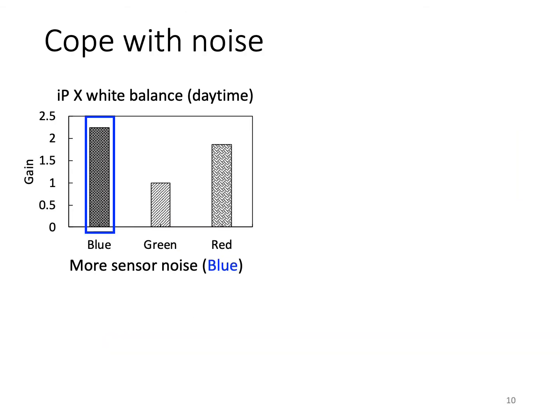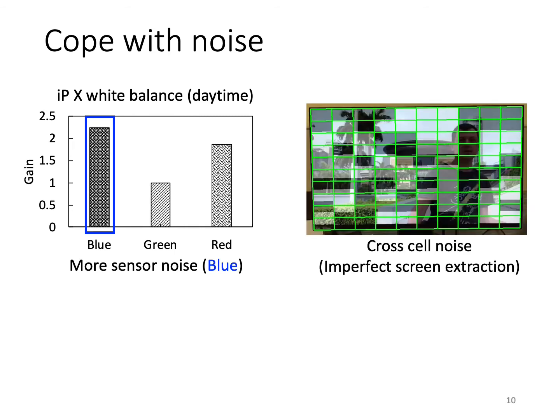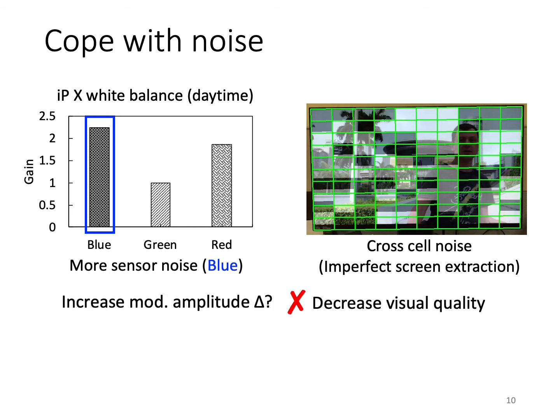But the blue channel has its own problem. For example, take the iPhone X gain setting under normal white light. It means that the camera needs to set the highest gain for the blue channel and thus causes more noise. And previously, we knew that we have to deal with the cross-cell noise also. So should we increase the delta to cope with noise? The answer is that we can't increase it too much, as it decreases the visual quality.